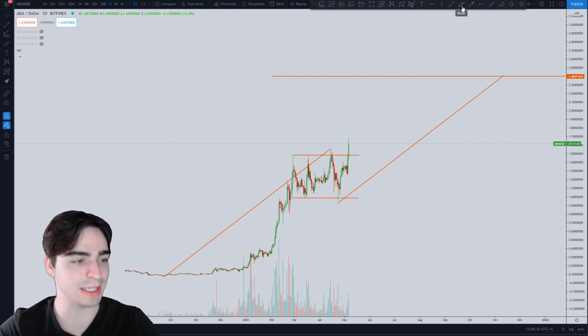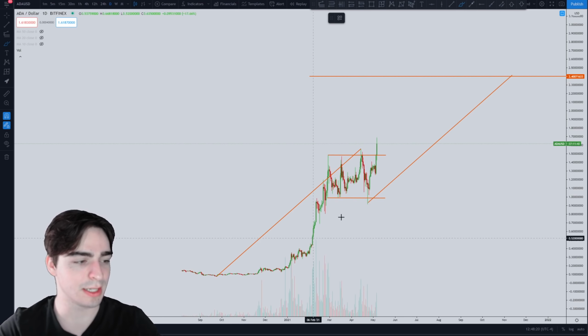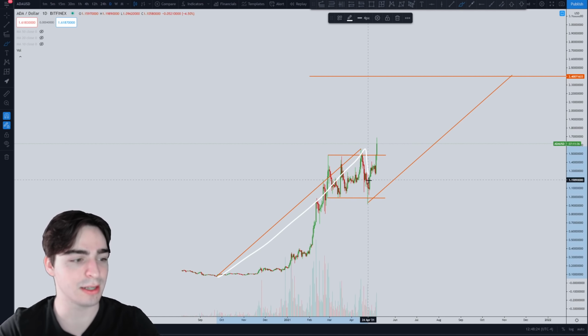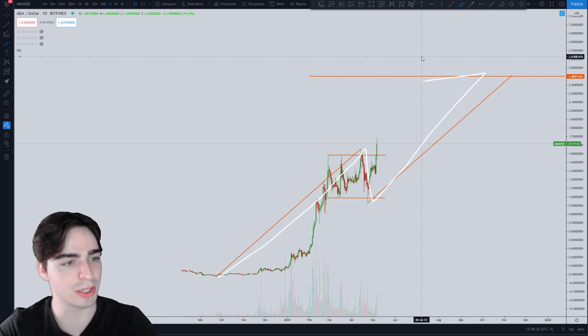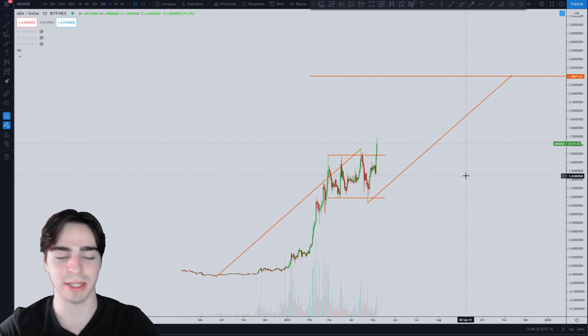Nothing really else, because we are so new. We don't have much history to back it up. We only have really one swing high and one swing low. The next swing high should reach $2.40, or about a 50% increase in price.